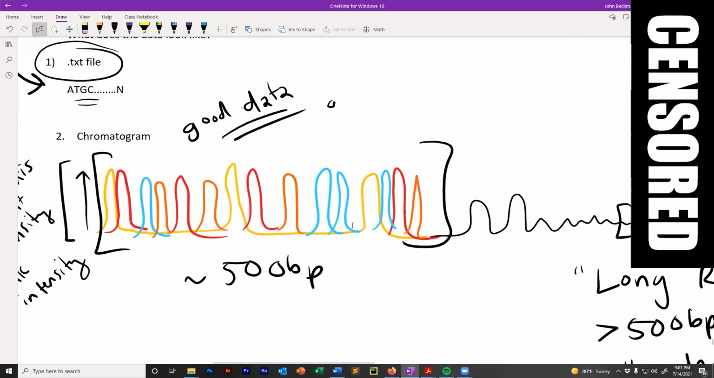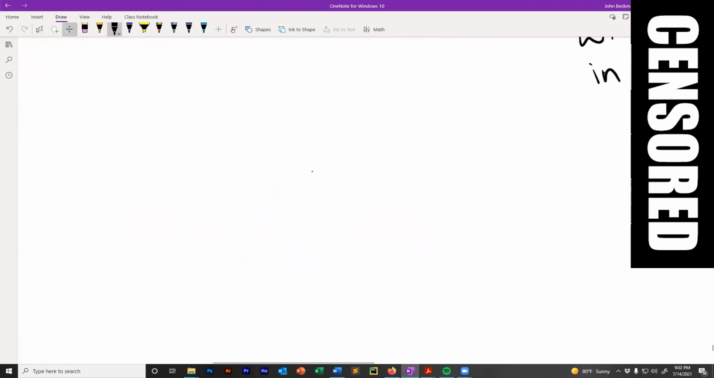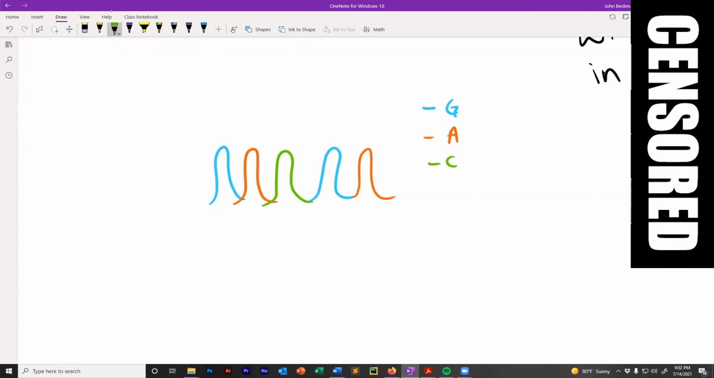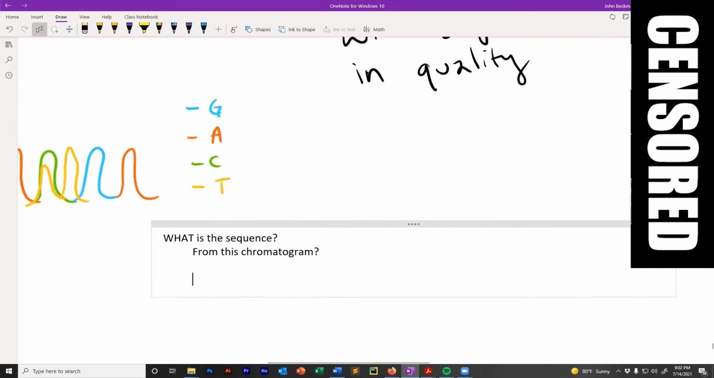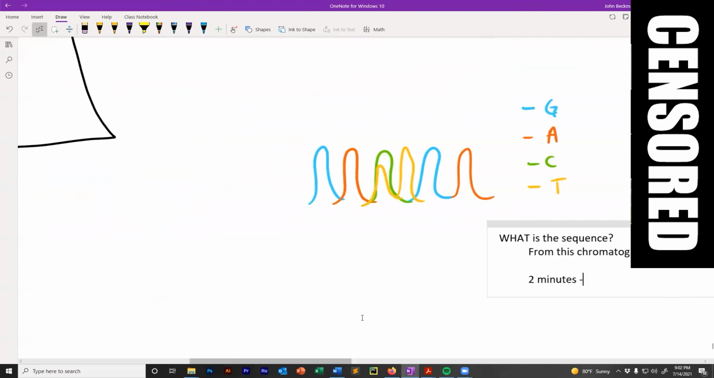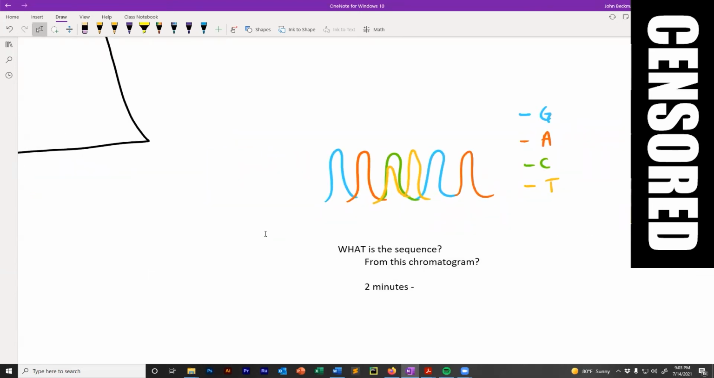So let me ask a question. What if we saw this? What if we saw blue equals G, A, C, and let's do yellow, and this will be T. So my question is, what is the sequence from this chromatogram? Spend 2 minutes, figure out the sequence from this chromatogram. What is the sequence? Take 2 minutes.